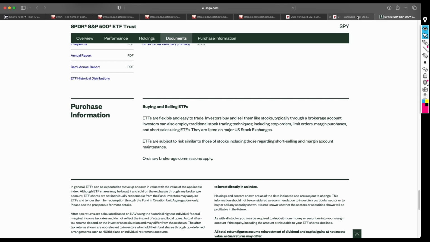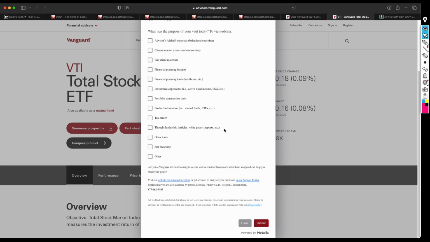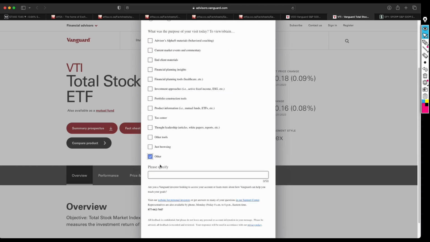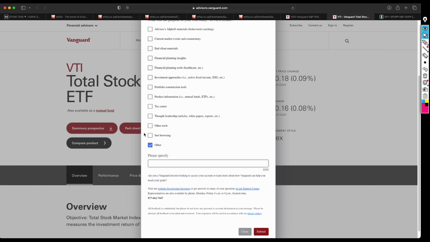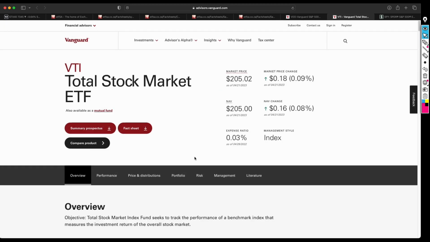Now let us look at, well, I'm not a financial professional, I'm just a guy trying to find information. I will just say I'm just browsing, maybe they will allow me to see this information. So this total ETF, we're going to use it as an equivalent of the Satrix capped all share index, because it also tracks the entire market, not just the top 500 or the top 40 companies.